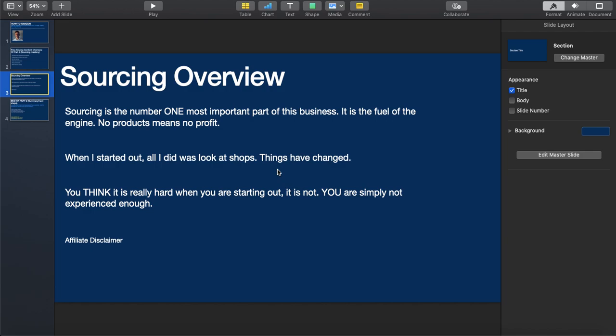With sourcing, you think it's really hard when you're starting out, but I'm telling you now that it's not actually that hard. The truth is that you are simply not experienced enough. Let me explain this. For the first few months of my journey, just like all of us do sometimes, once we've been doing something for two, three, four, five months, we think that we are really good at that thing. We think that we've nipped it in the bud. The truth is, sourcing takes a long, long time to get good at. It's a skill that you start to master over time.